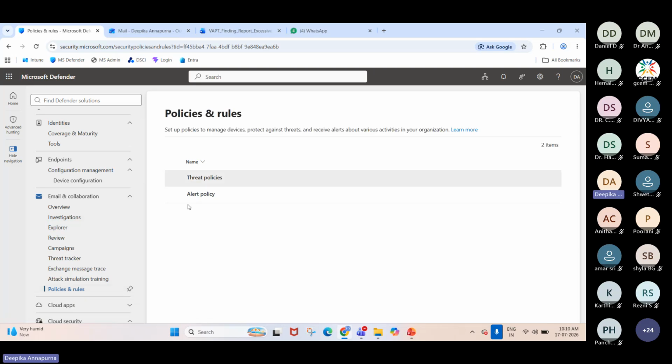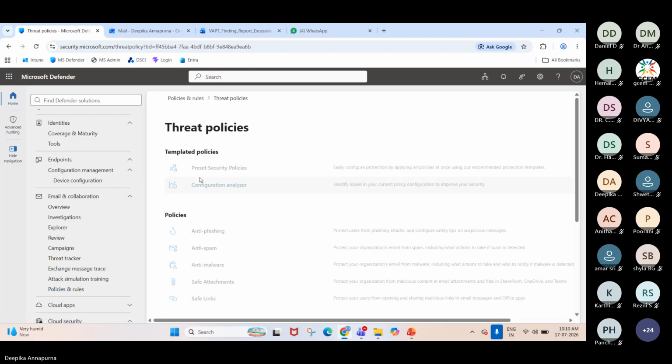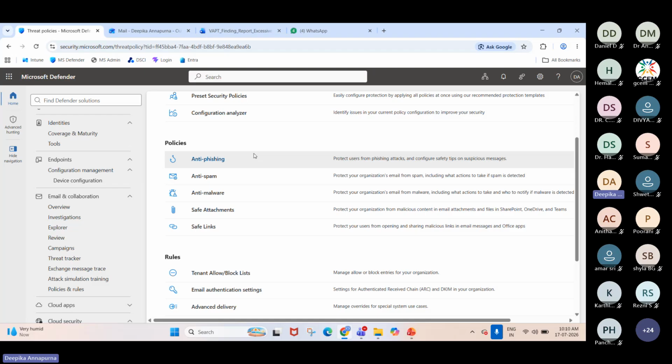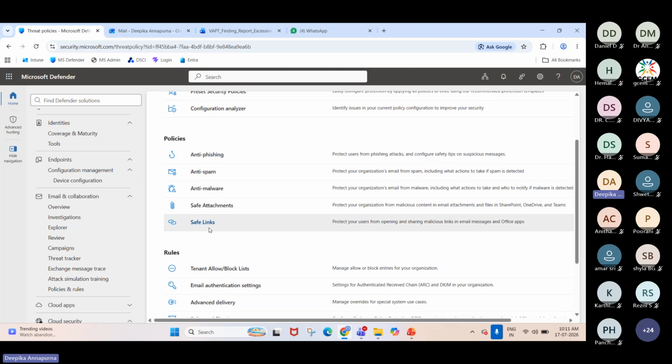So we have policies and rules in Microsoft Defender. We can set up policies and we can manage devices. Okay. Going to the threat policies, we can define anti-phishing policy, anti-spam, anti-malware. By default, Microsoft Defender will stop few of the emails which it detected as phishing or spam. We can rewrite the policies or we can add additional policies which we are trying to block, or we can specify particular domain has to be blocked.